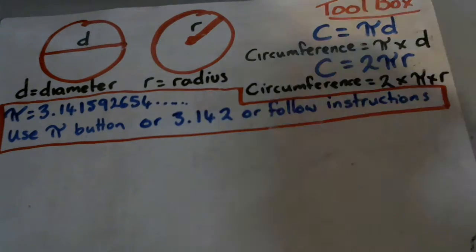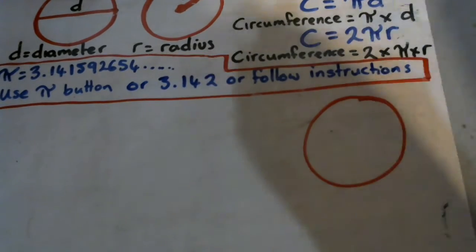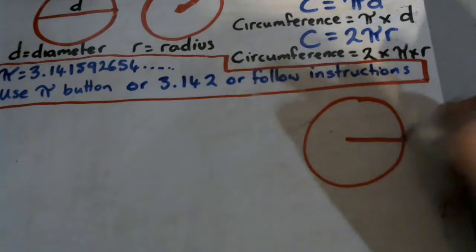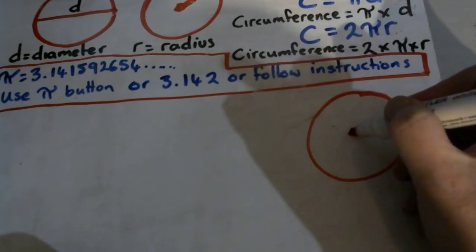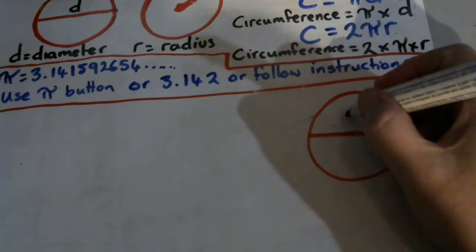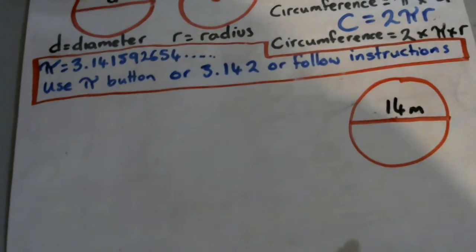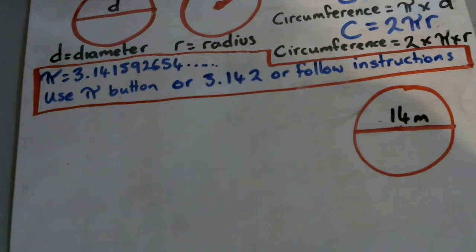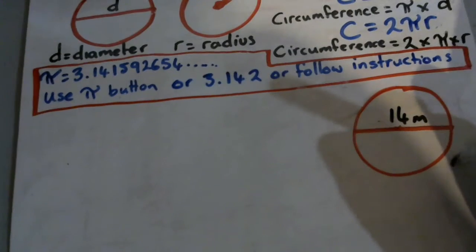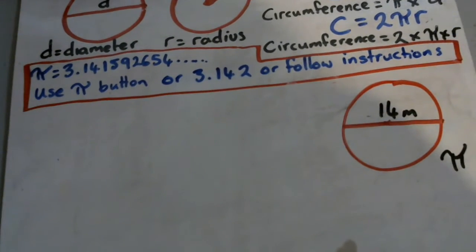So here's my circle. We'll go right across this time, and let's say they give me a measurement of 14 meters. And the question says using pi, so it wants us to use pi. Find the circumference of this circle.